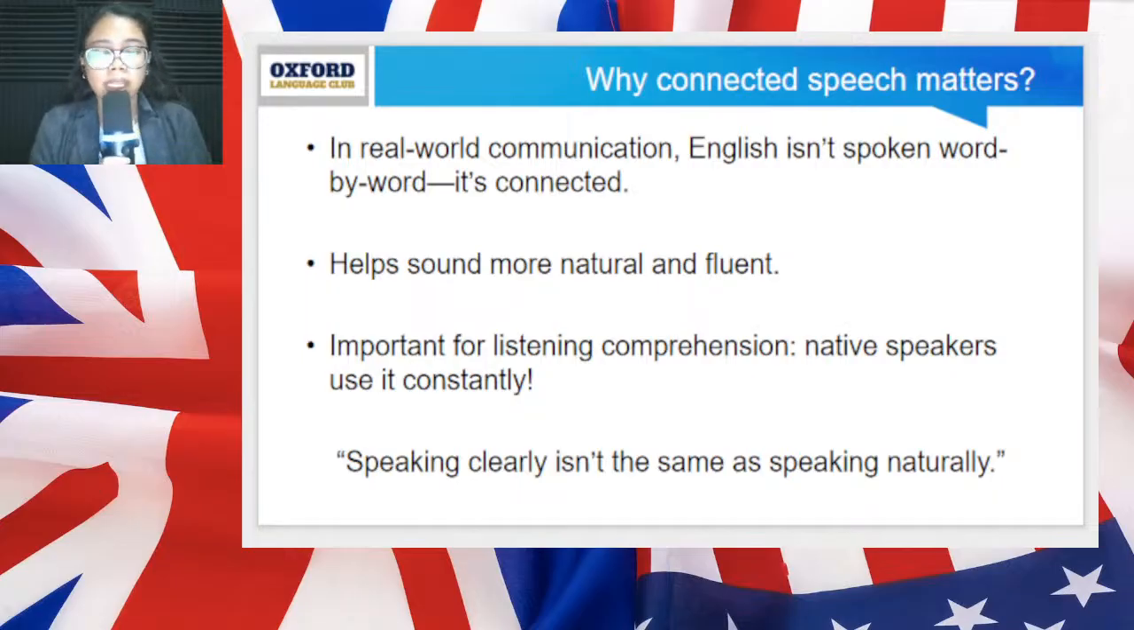Our goal with connected speech is to help you bridge that particular gap, to allow you to maintain clarity while also developing the fluidity and naturalness that characterize fluent, authentic English communication. So it's about moving beyond just being understood to truly sounding like a natural and confident speaker of English. All right? Okay, so that is the importance, or why connected speech matters.